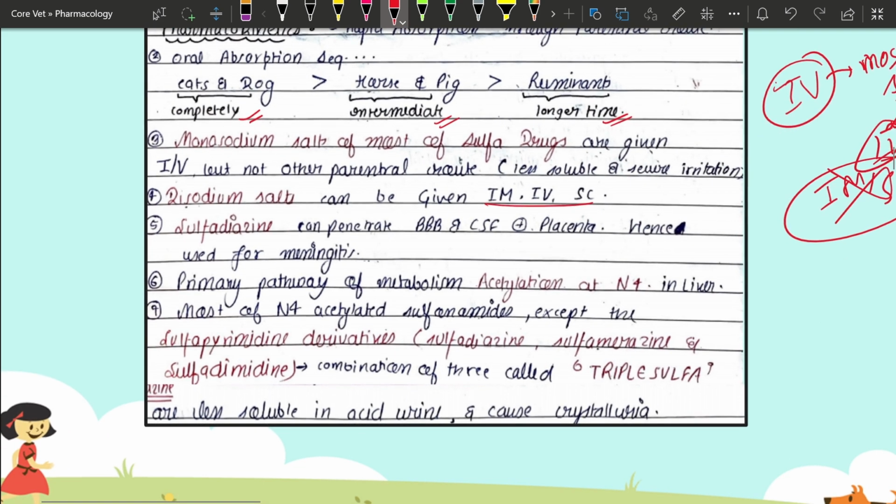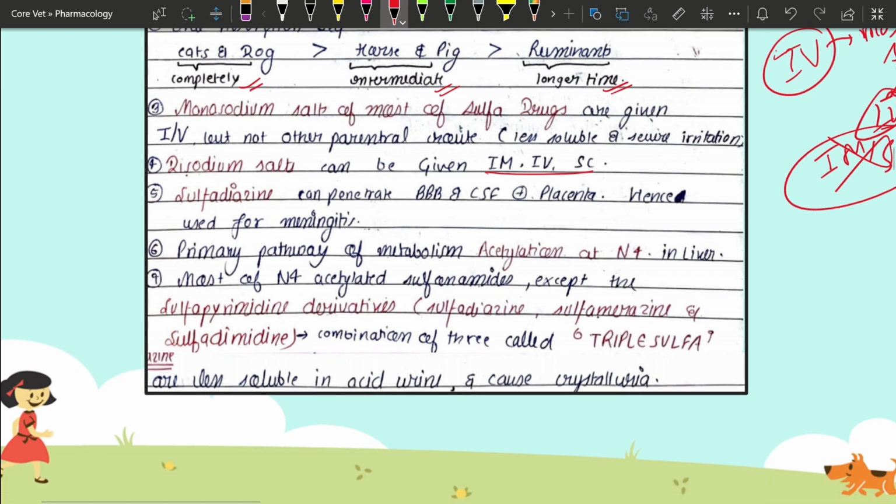If we talk about sulfadiazine, its importance is that it could be used for the treatment of meningitis. Why? Because it has a good ability to penetrate the blood-brain barrier and cerebrospinal fluid, and it could also cross the placenta. That is the property of sulfadiazine. So generally it could be used in the treatment of meningitis, because it has the tendency to penetrate the blood-brain barrier and the CSF, the cerebrospinal fluid.